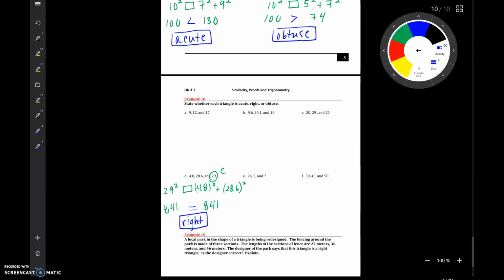For your homework, please complete example 18. For the 5 remaining sets of numbers, identify C. Compare C squared to A squared plus B squared. And then draw a conclusion.